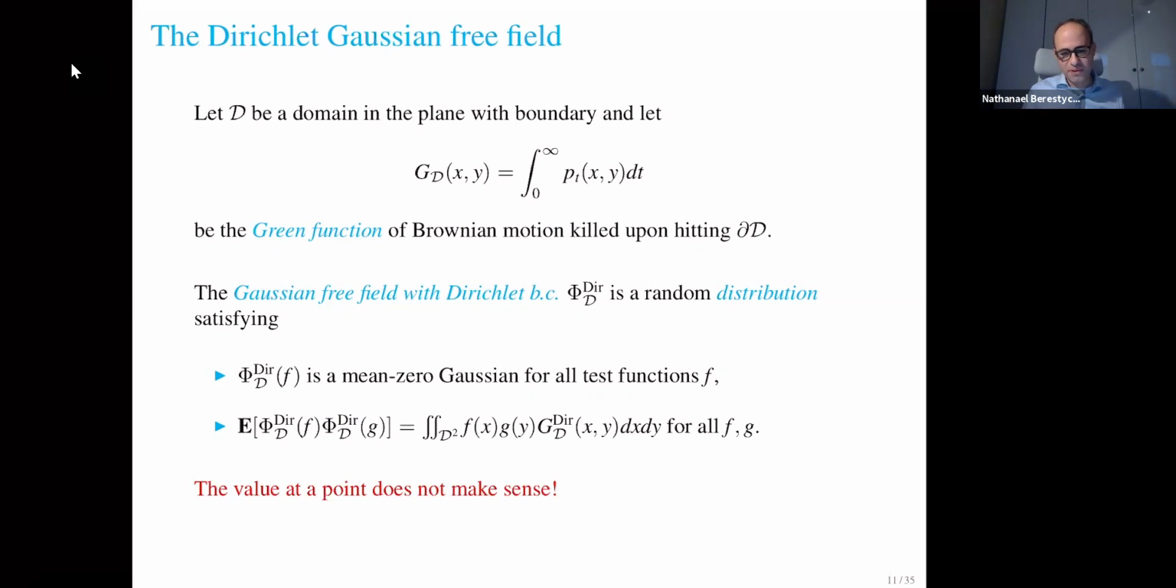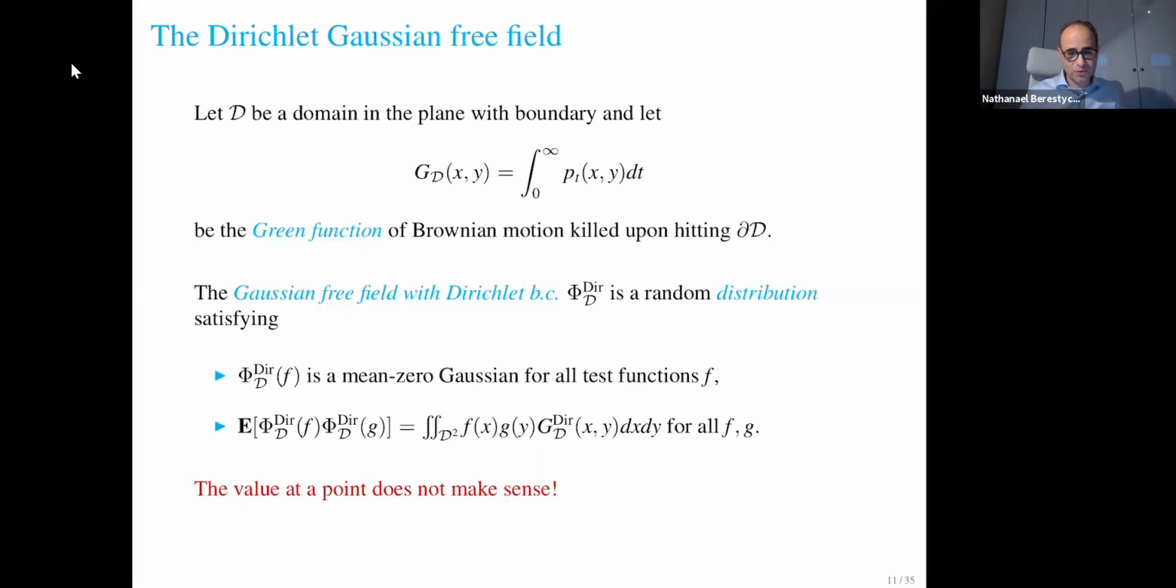And so if I have this p_t(x,y), what I can do is integrate it between 0 and infinity. So if you want, it measures the expected amount of time that a Brownian motion would spend close to the point y between time 0 and infinity, up until the time that it's killed at the boundary.